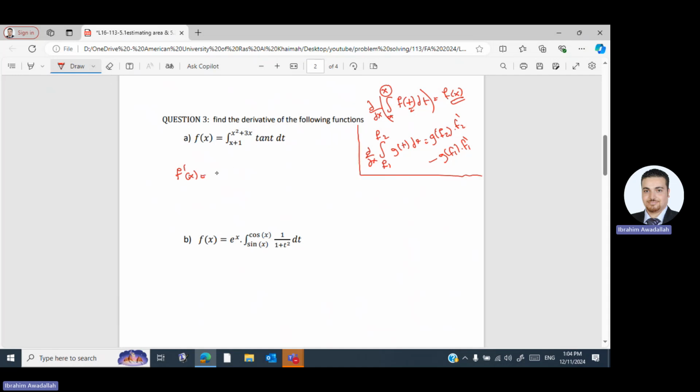Directly, we say tan. Inside the tan, the t we replace with the function 3x times the derivative of this function, because it's a chain rule, 2x plus 3, minus from the formula. Now we substitute this in the tan again. So tan, inside the tan, we write x plus 1 times the derivative of x plus 1, which is 1.